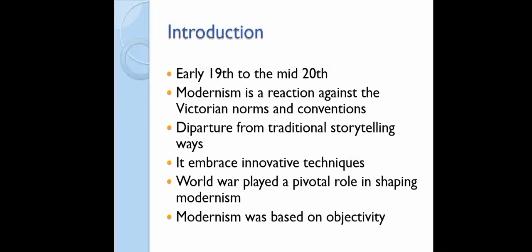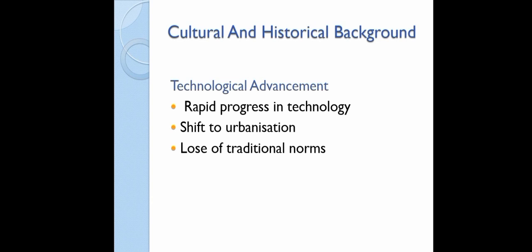Apart from all these sensational things, the First World War also played a crucial role in shaping modernism. Now there is the background. There are some cultural and historical aspects that built modernism. The first one is technological advancement. The rapid progress in technology and the shift toward urban areas during the late 19th century made Victorian norms weaker, because the force of industrialization brought significant social and cultural changes.